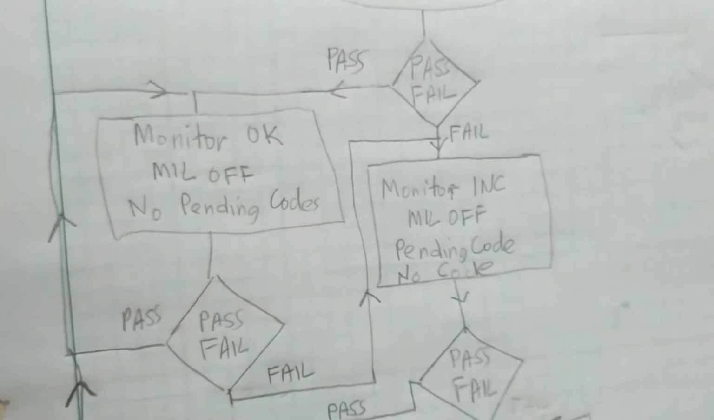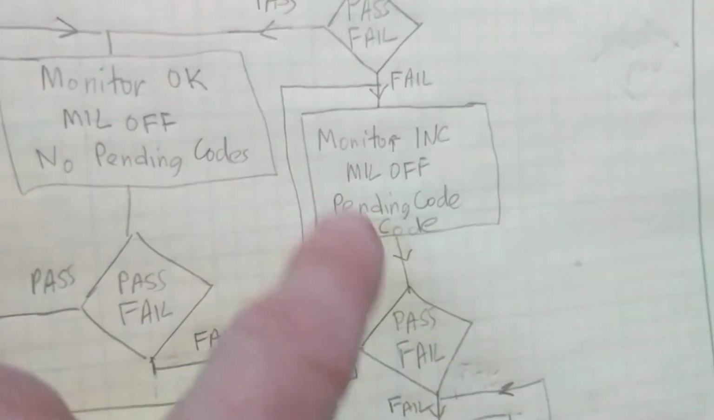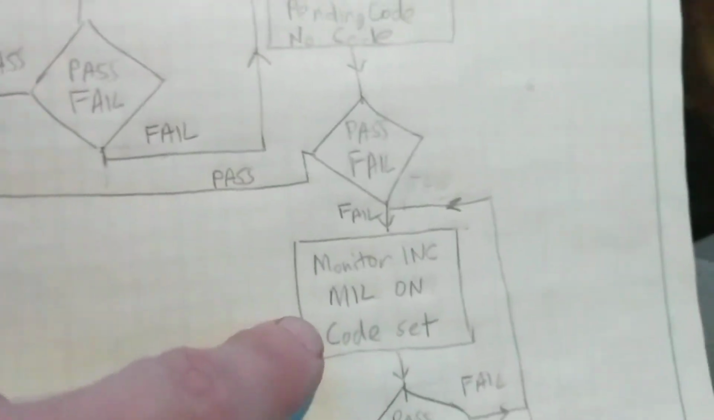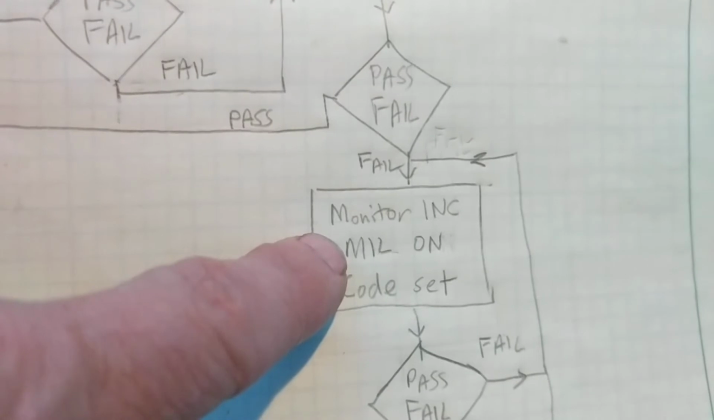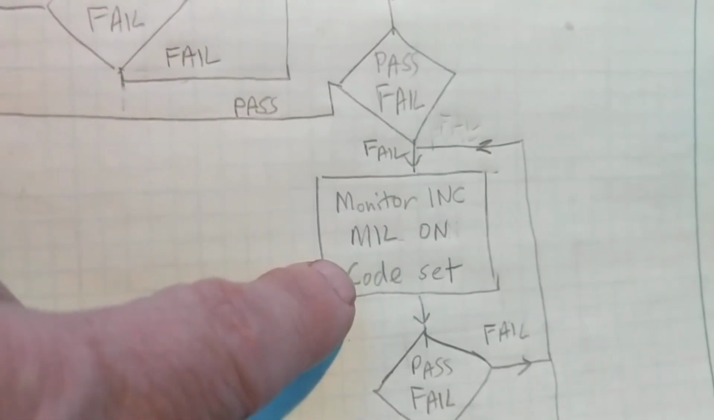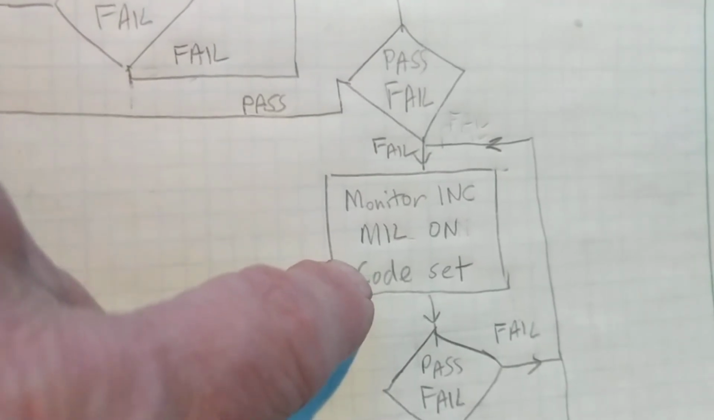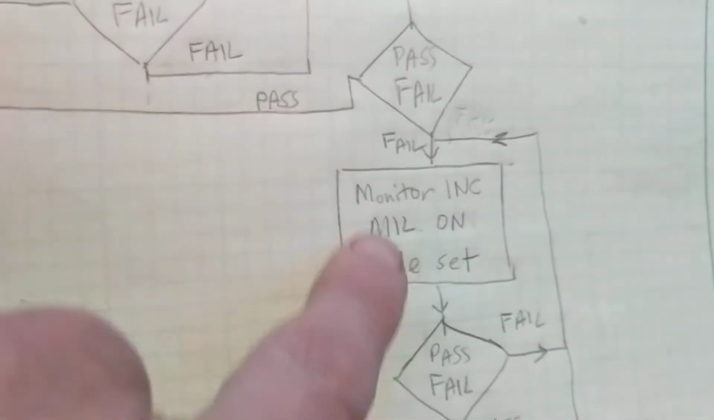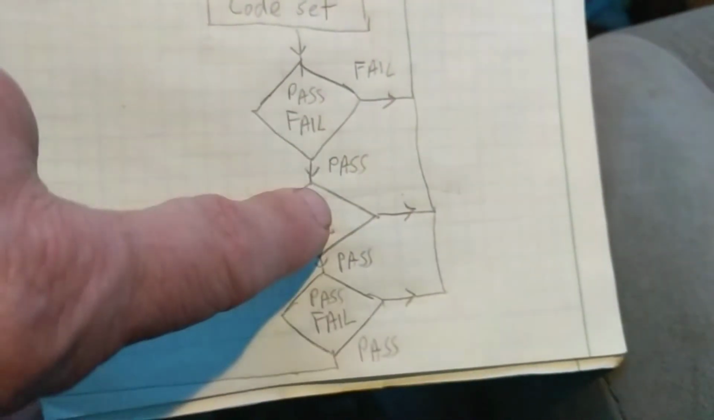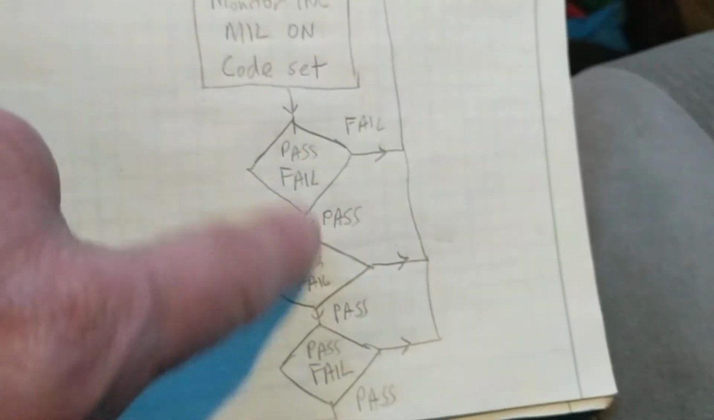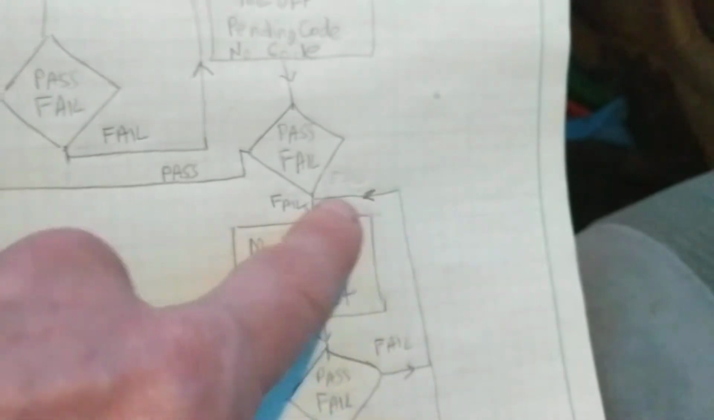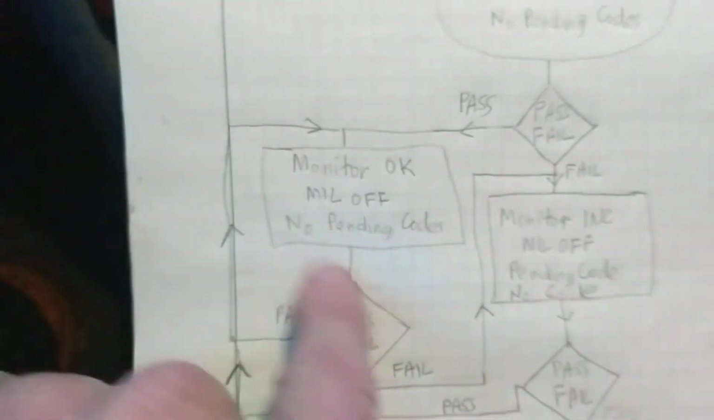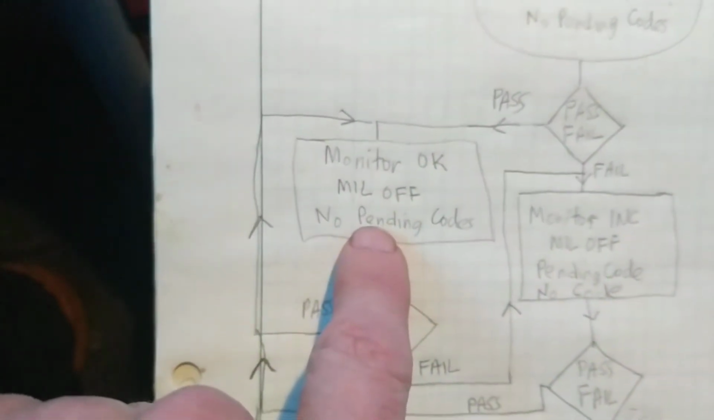So a pending code can be cleared if it's followed by a pass. If it's followed by a fail, you get into this problem. The monitor is incomplete, the check engine light is on. The code is set as a code, or what you might call a hard code. At this point, whether or not there's still a pending code is almost irrelevant since the code has been set and it's not ready for inspection and the check engine light is on. In order to get out of jail now requires 3 successive passes. Pass, pass, pass. If you don't get 3 successive passes, you're back in the same boat. If you get 3 successive passes, then you're okay, and it's ready for inspection, and there are no pending codes.